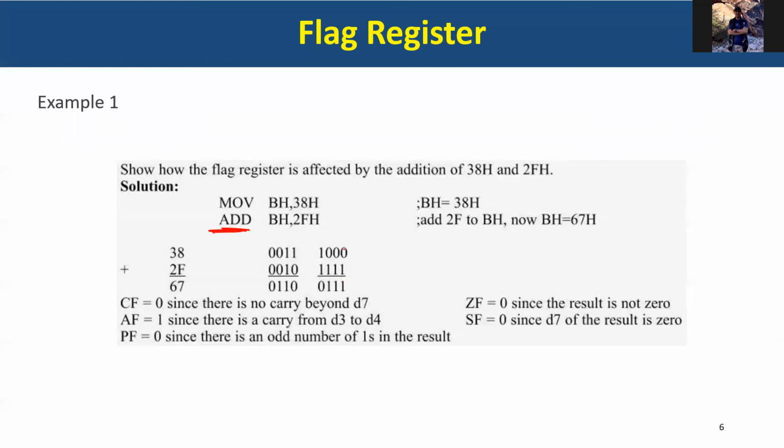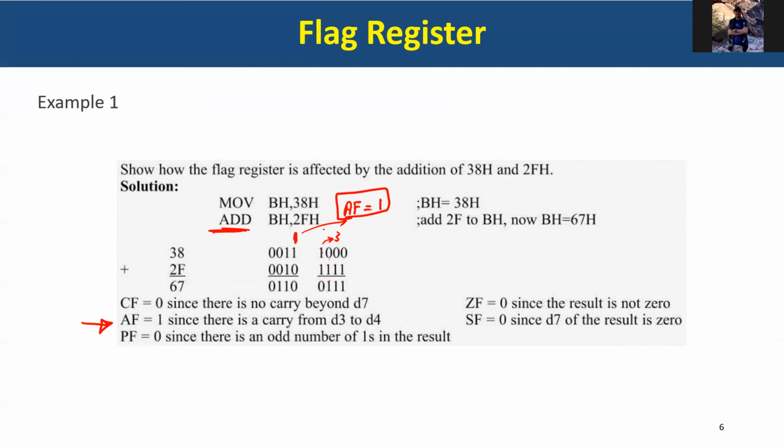0 plus 1 is 1. 0 plus 1 is 1. 0 plus 1 is 1. 1 plus 1 is 0, and we have a carry of 1. So basically, this is bit number 3, so the auxiliary flag should be 1. Let's check. Yes, the auxiliary flag is 1, because when we do the operation on bit number 3, we have a carry here.